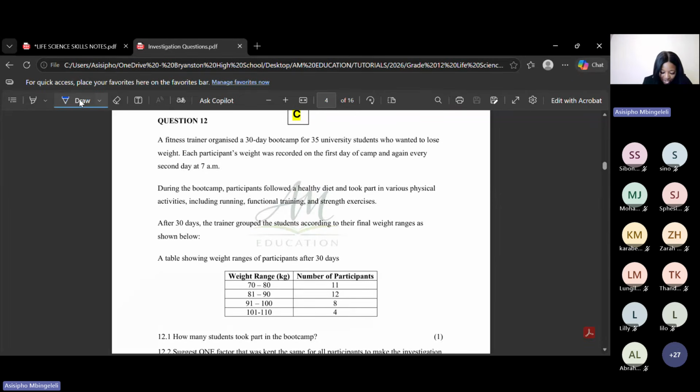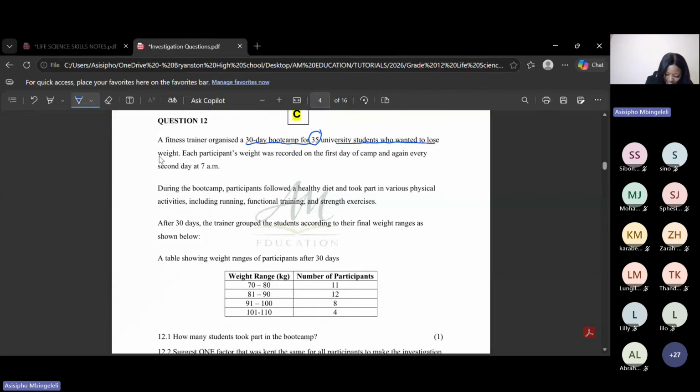So, a fitness trainer organized a 30-day boot camp for 35 university students who wanted to lose weight. Each participant's weight was recorded on the first day of camp, and every second day at 7 a.m. This information is not given to you for fun. This information is given to you for a reason. The duration of the boot camp, 30 days. How many students? 35. What did they want to do? They wanted to lose weight.